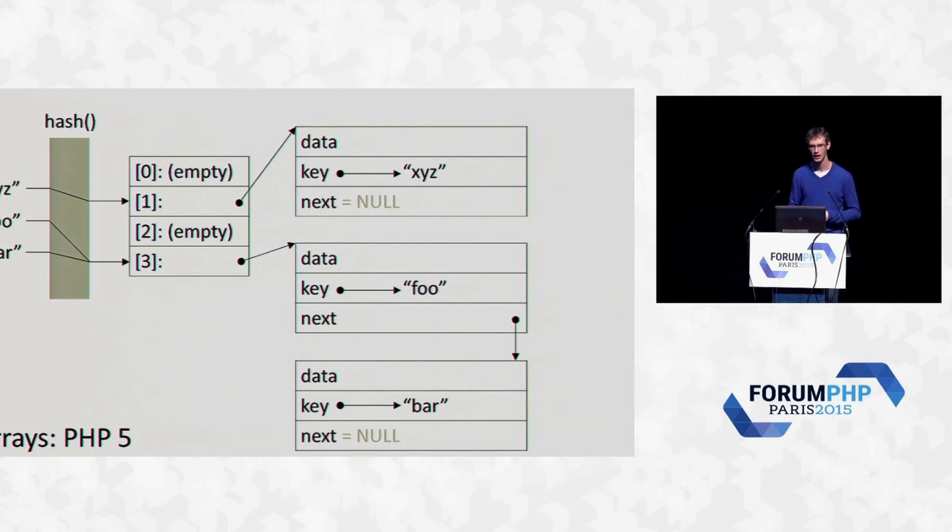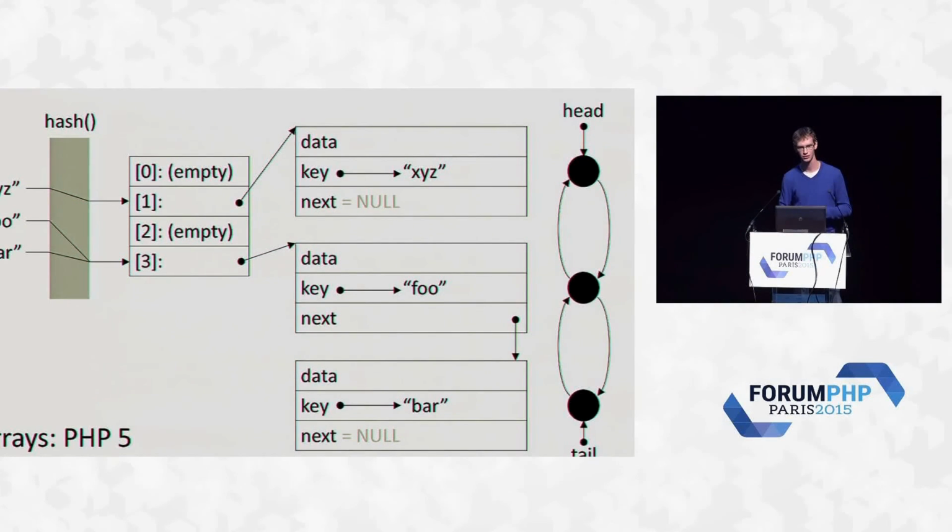And in order to support this feature, PHP 5 stored an additional doubly linked list to maintain the order. So yeah, you can simply walk this list from head to tail to get the forward iteration, or from tail to head to get the backwards iteration. Okay, so that's how things are in PHP 5.